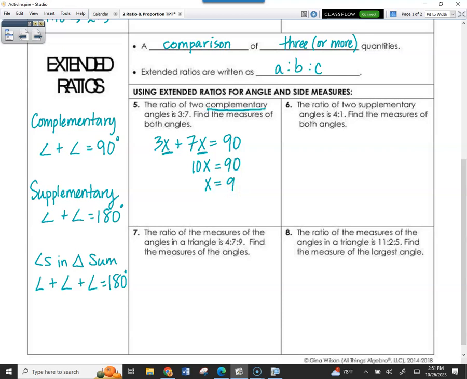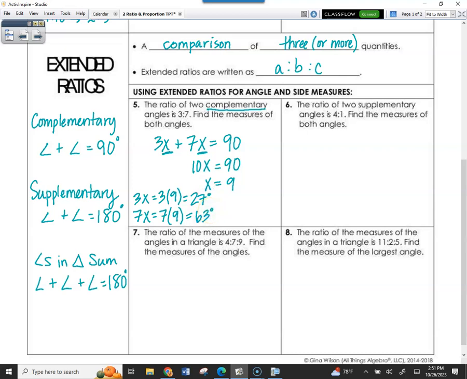Now, it said find the measure of the angles. The angle's not 9. The common factor is 9. The angles are 3x and 7x. So what do I do with the 9? You plug it back in. So 3 times 9 and 7 times 9. What do you get? 27 and 63.